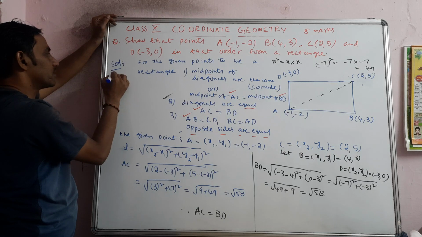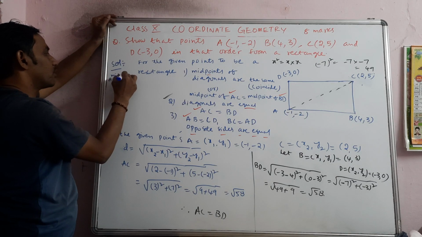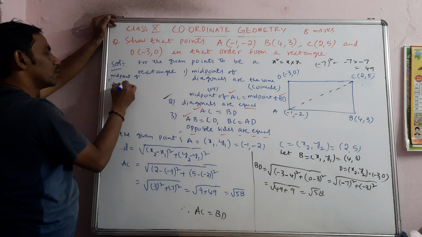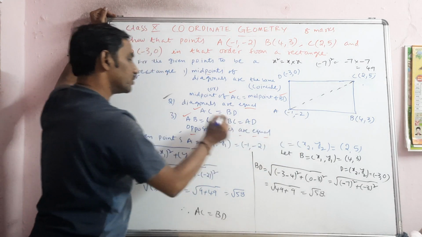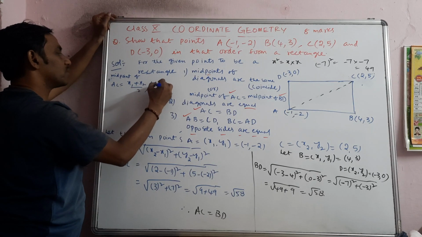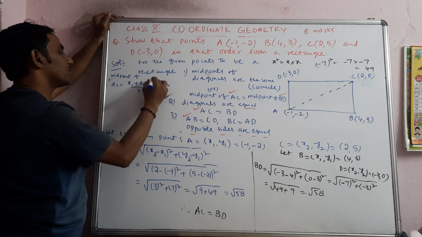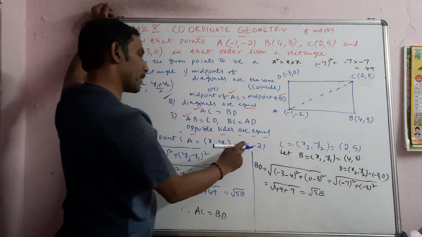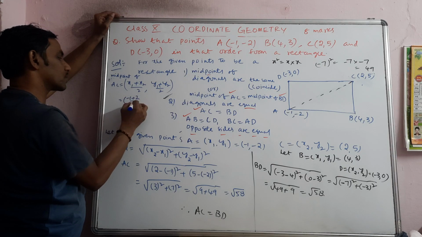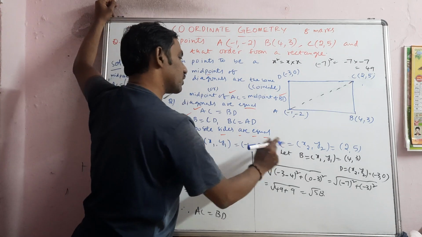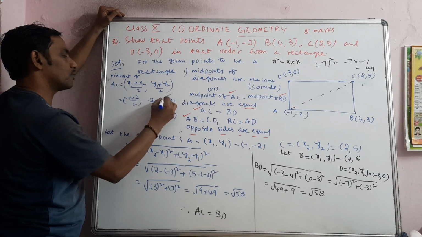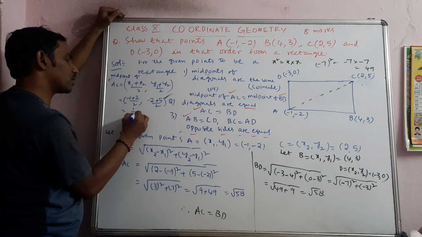What is the midpoint of AC? You can write like this: midpoint of AC. The formula is x1 plus x2 by 2, comma y1 plus y2 by 2. So what will you get here? You will get minus 1 plus 2 by 2, comma minus 2 plus 5 by 2. So what will happen? You are getting 1 by 2 comma 3 by 2.